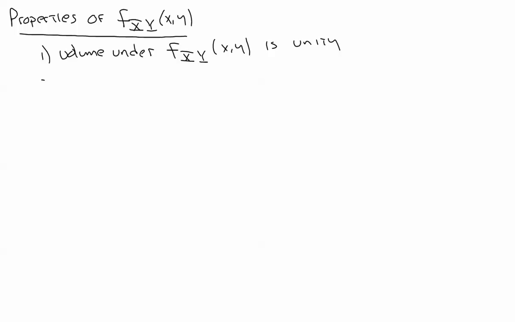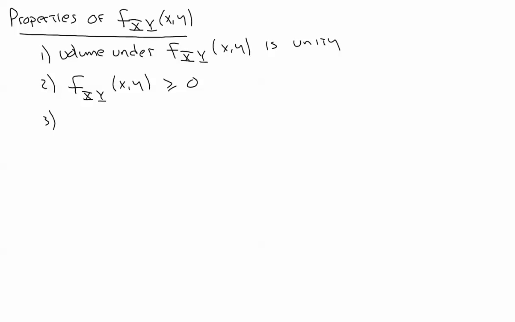Two. Since the joint cumulative distribution function is an always non-decreasing function of both x and y, that means that my joint probability density function is always greater than or equal to 0. It's always positive. All right.